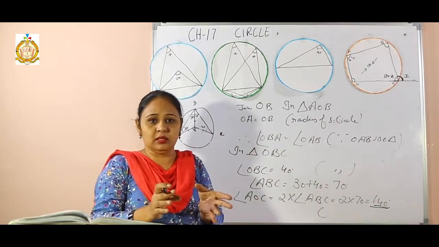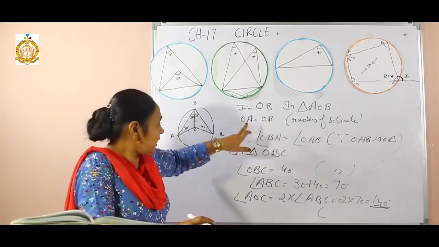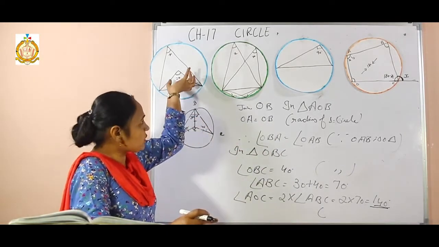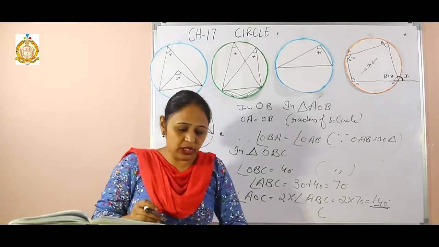We have to think which property we can use. I have to find this angle. This I can find. That means I will use this property. Clear? Now we come to the next one.